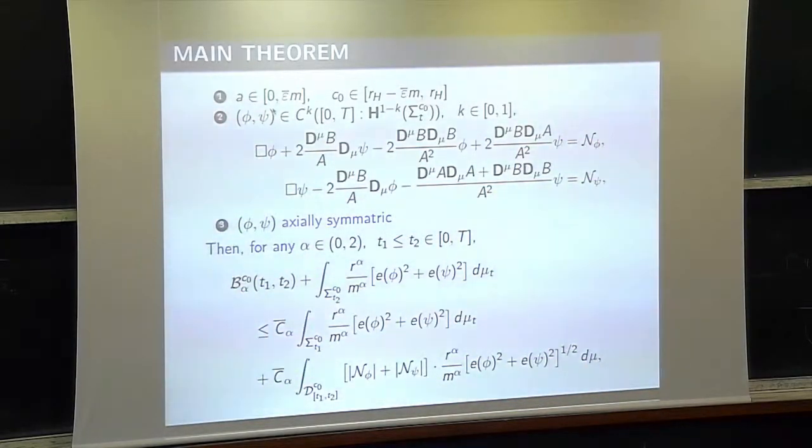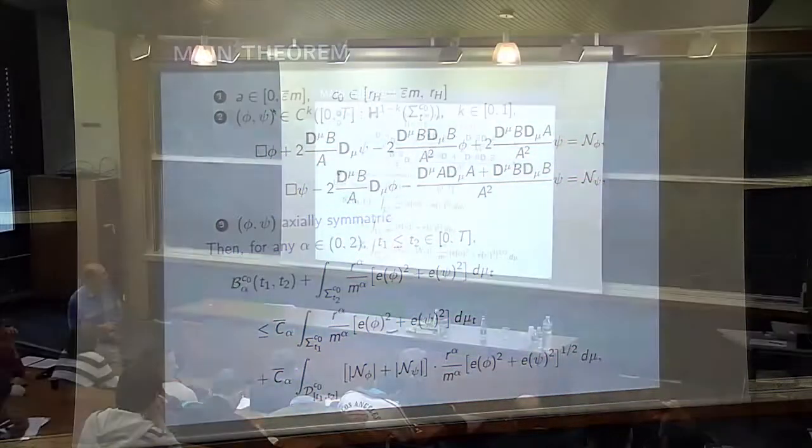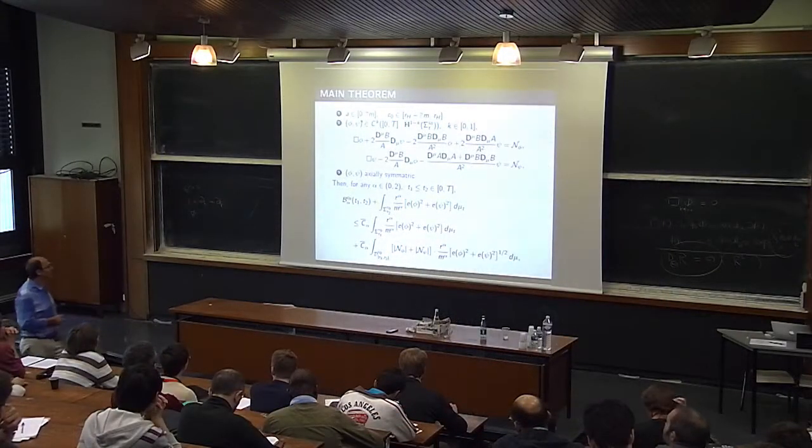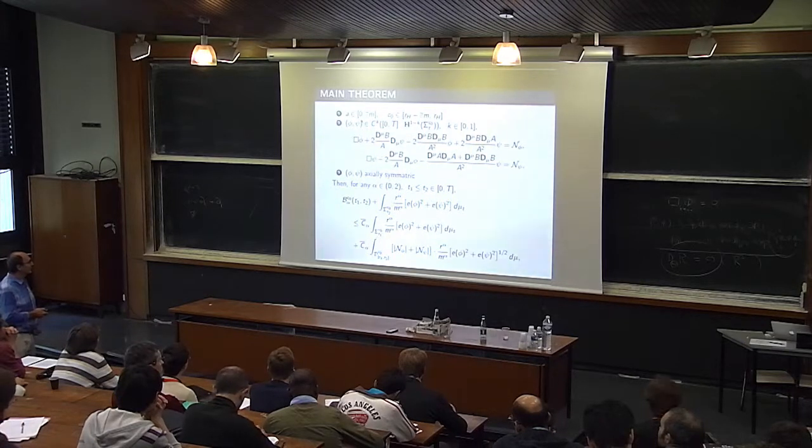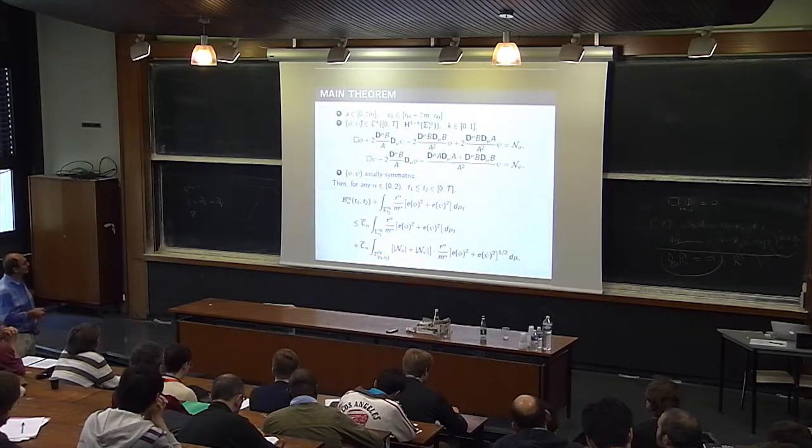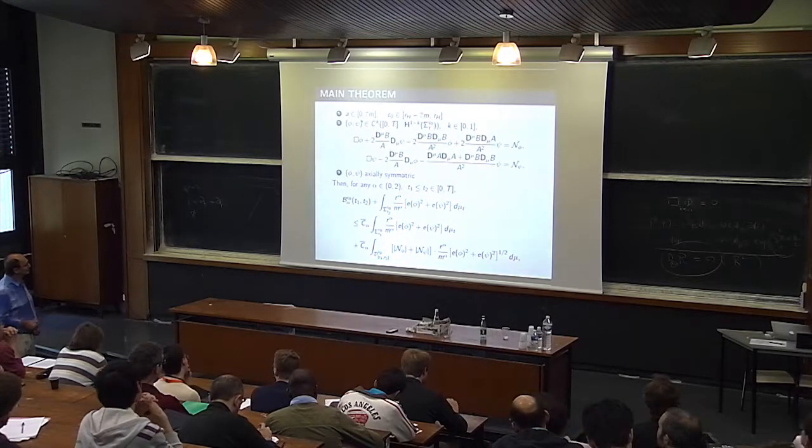Of course, in order to prove uniform decay estimates, you'll have to go much further. You have to take higher derivatives, which we believe is just technical. There is no more fundamental issue involved. So you also assume, of course, that phi and psi are axially symmetric. Okay, so these are solutions of the system.